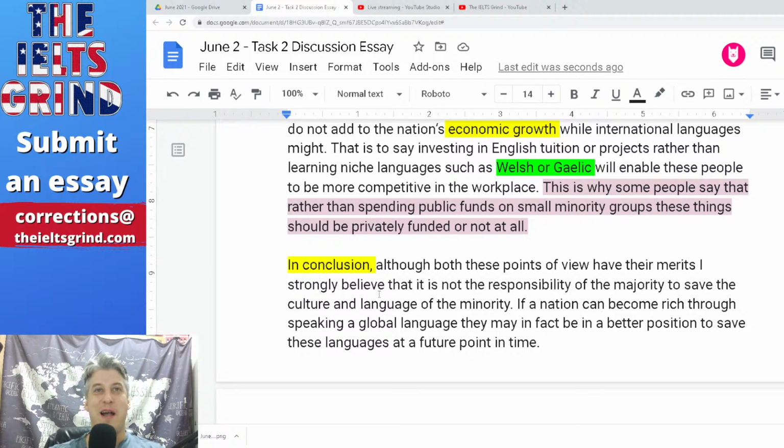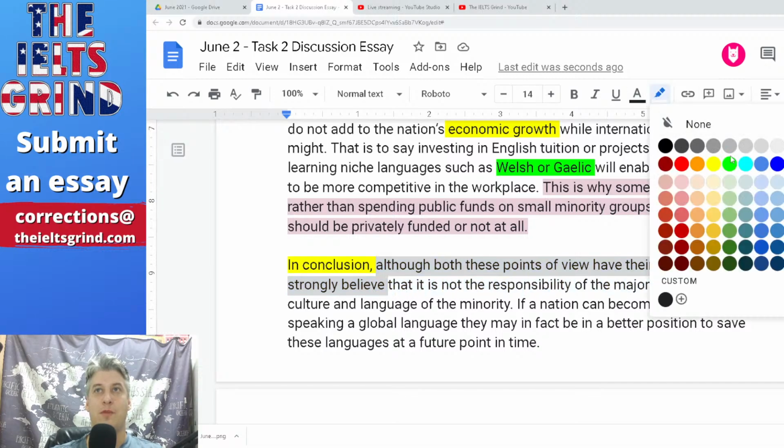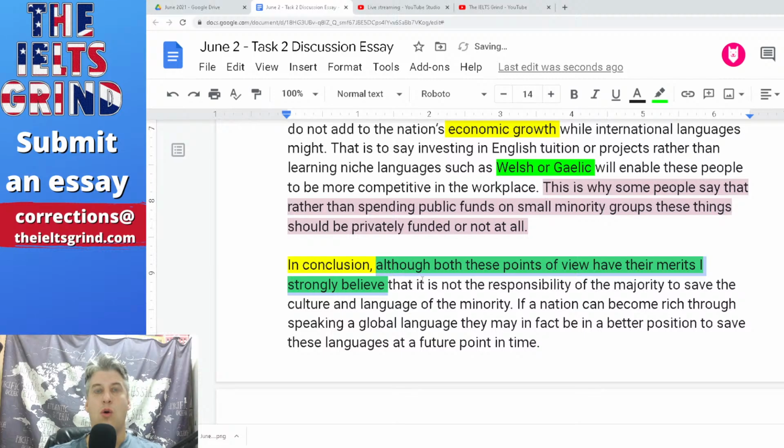That's true. Okay, so I just want to point out a few things here. This is a really good sentence to copy, to use, okay? Although both these points of view have their merit, I strongly believe, I strongly disagree with, I strongly agree with this idea. This is a nice sentence to use. Although these ideas are good ideas, I actually think this.